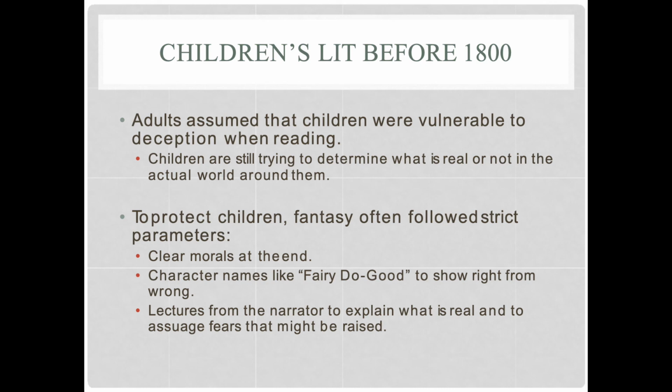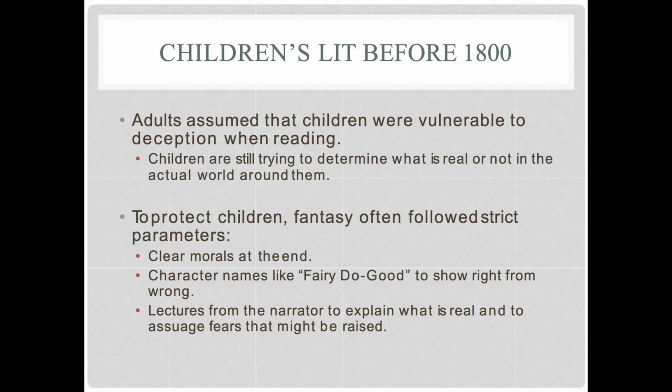So the assumption was that children are still trying to determine what is real and not real in the actual world around them, which is true. If anyone knows children or has children, children sometimes don't know the difference between reality and fiction until they learn that through their experience. So when it came to literature, what you're going to see is the development of fantasy prior to 1800. Fantasy was still very strictly guarded and guided. So to protect children, it often included parameters, particularly clear morals at the end, in order to help people understand, well, this was just a fantasy story and here's the point of it.